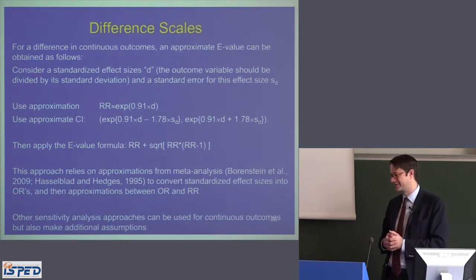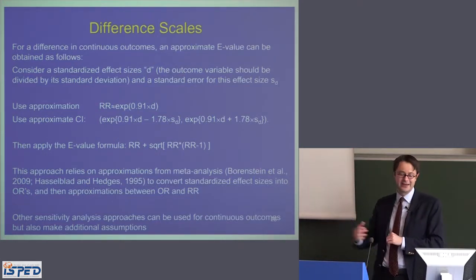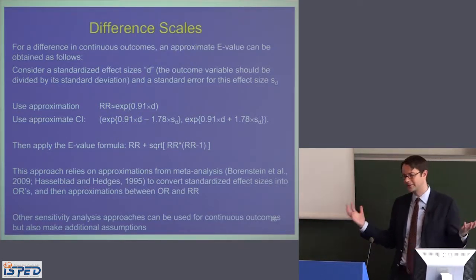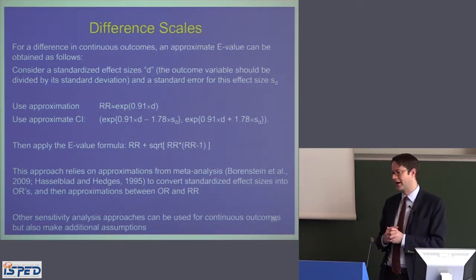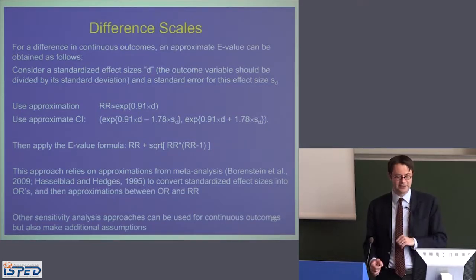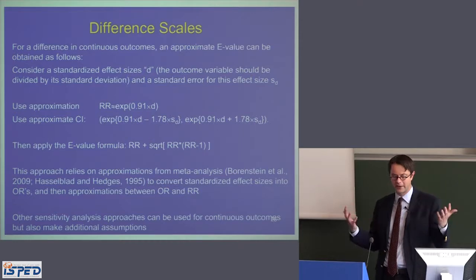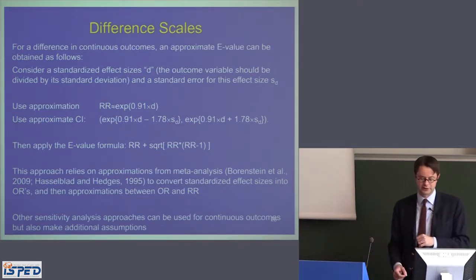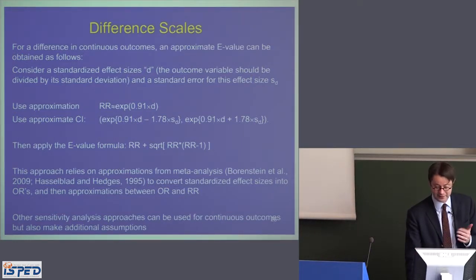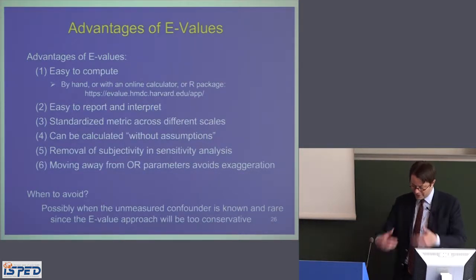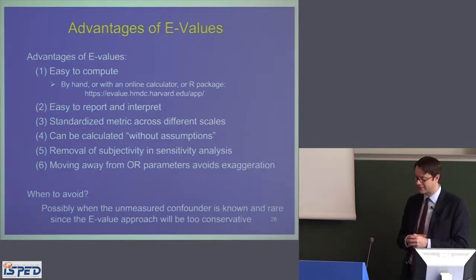They're relying on assumptions, unlike the e-value formula for risk ratios, but it's helpful insofar as then we're moving to a standardized scale. There are other sensitivity analysis techniques for continuous outcomes or for odds ratios with a common outcome. Those typically do impose additional assumptions as well. I think some of them can be useful also, but if we want this e-value, at least we can get an approximate e-value regardless of the scale that we're using.